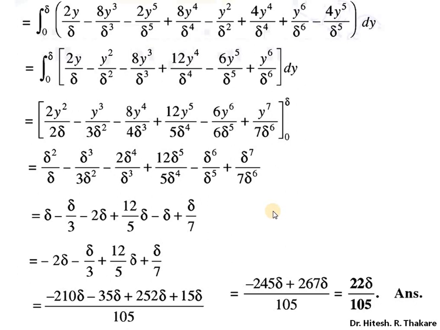Now in this numerical, my objective was to help you with handling so many terms of y by delta and perform mathematical operations, and then after perform the integration operation and substitution of limits of integral. This is what we have seen in this lecture. We will try to cover some more variety of numericals in the further lectures.